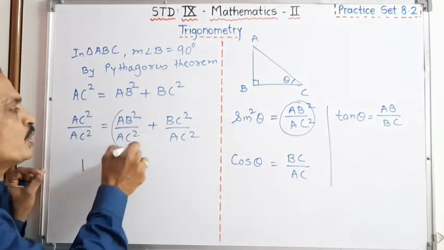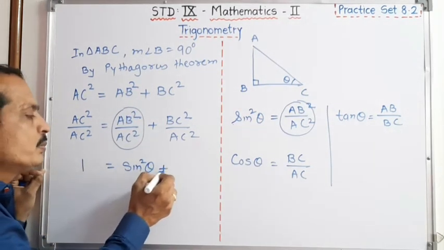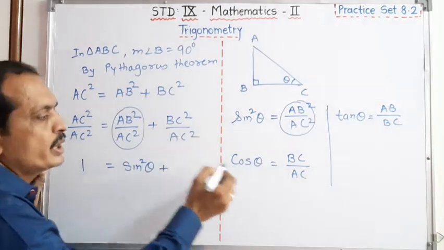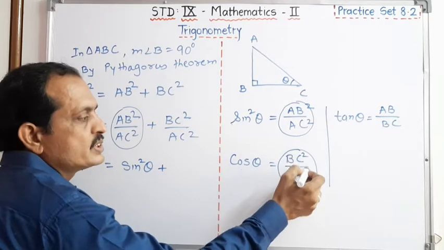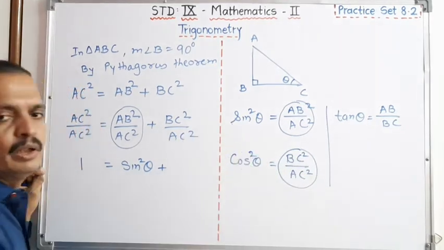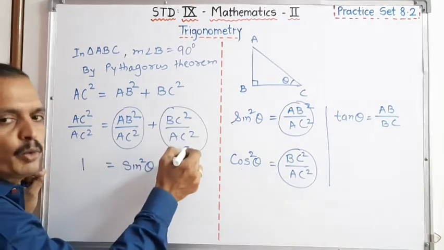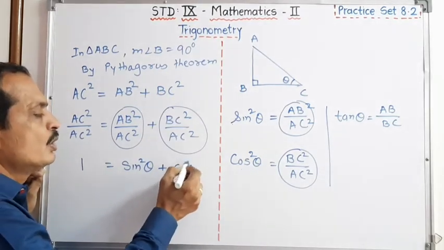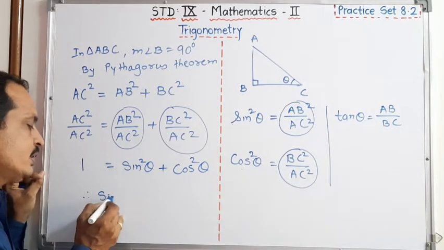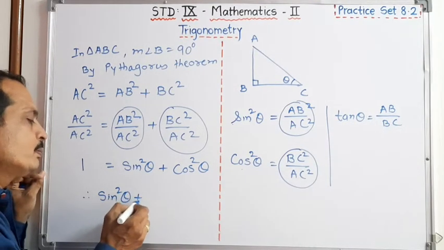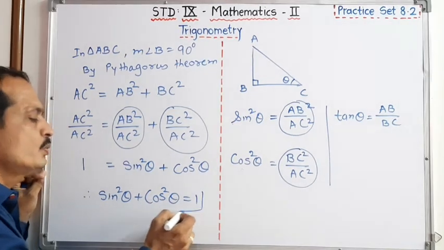That means instead of this we can write here sin square theta plus BC square upon AC square. BC upon AC is cos theta. Therefore BC square upon AC square will be cos square theta. Therefore instead of BC square upon AC square, we can write here cos square theta. Therefore, dear student, we will get here sin square theta plus cos square theta is equal to 1.